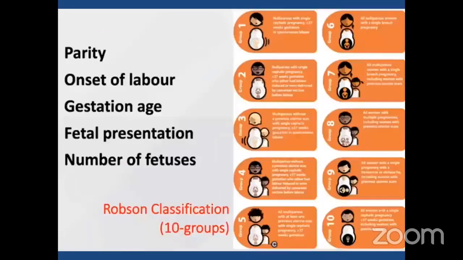And based on that current thinking, let us just revise. I'm sure all of you know what is the Robson's classification. But just to put things into perspective, I'll go through it very quickly. So Robson has proposed 10 groups, and he has used very basic things to classify it. And what are the 5 parameters that are used? Parity, onset of labor, gestational age, fetal presentation, and number of fetuses.